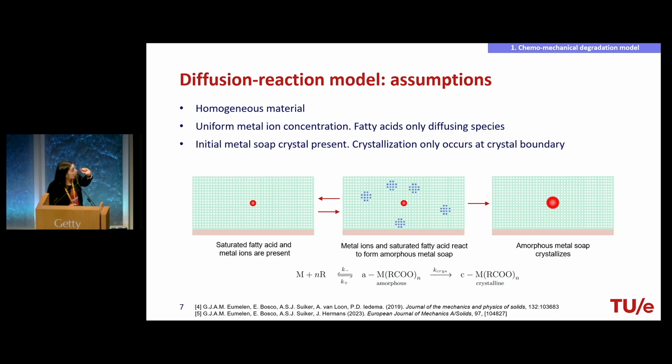Next, I have to mention that this process, the transition between amorphous and crystalline metal soap, requires a nucleation process that is still not well understood, even from the chemical perspective. We assume that there is an initial metal soap crystal of very small size, so a very small particle, for which the crystallization can occur only at the boundary of these crystals. And finally, we assume that the reaction constants of the chemical reaction are independent of moisture and temperature, despite in reality that might not be the case.